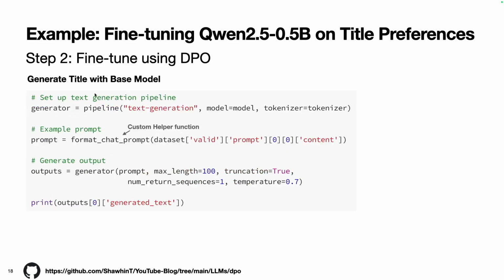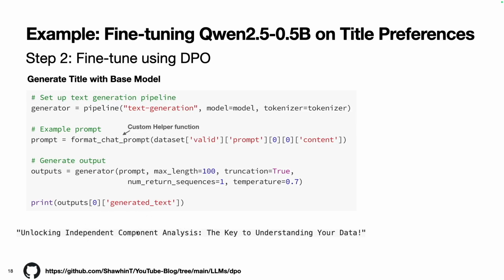Next, we can just get a sense of how this base model performs this title generation task. So I set up this text generation pipeline, pass in the model, the tokenizer, and then I pass in a prompt. The dataset actually has a train validation split. I just grabbed the first example from this validation dataset, and then I have this custom helper function, which just puts it into the correct format. I'm not going to show it here because it's just kind of long and not really central to what we're talking about, but if you're curious, it's on GitHub. So that creates this prompt, and then I just pass the prompt into the text generation pipeline, and it'll generate an output. And so this is what Qwen 2.5 0.5B comes up with.